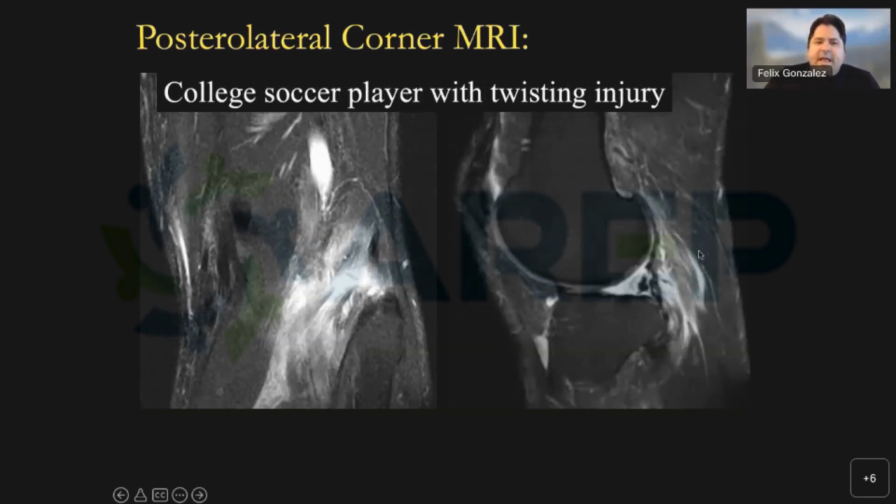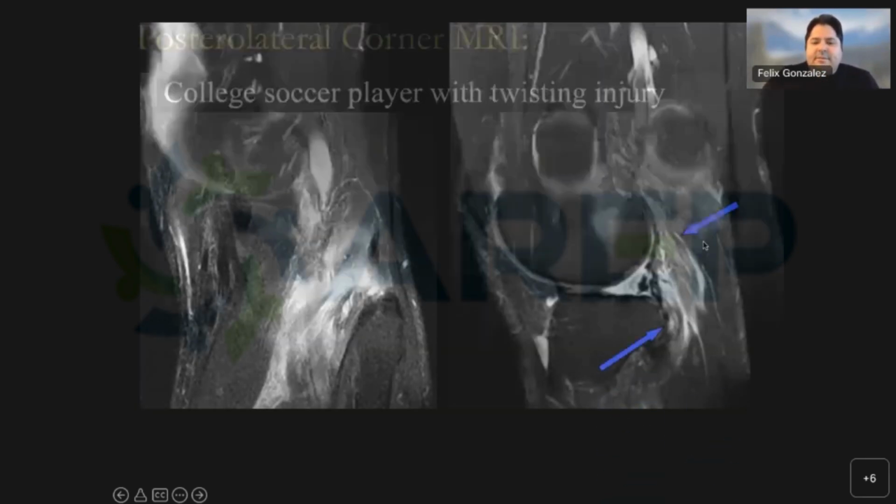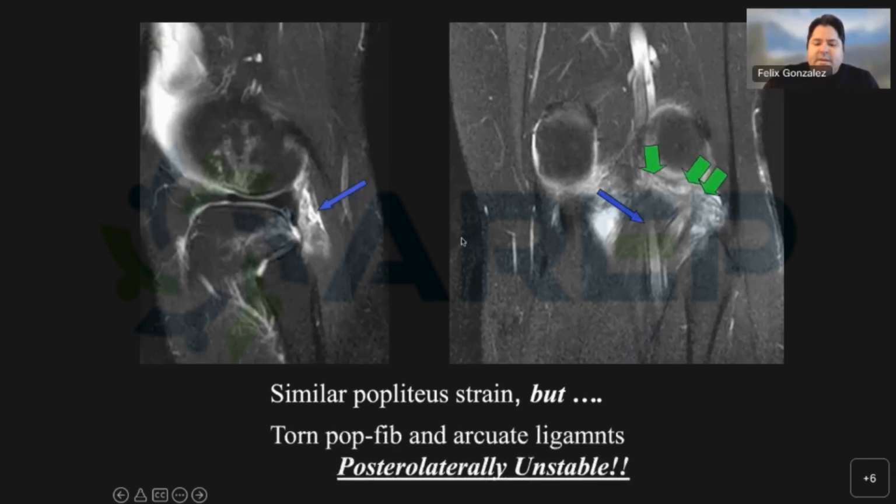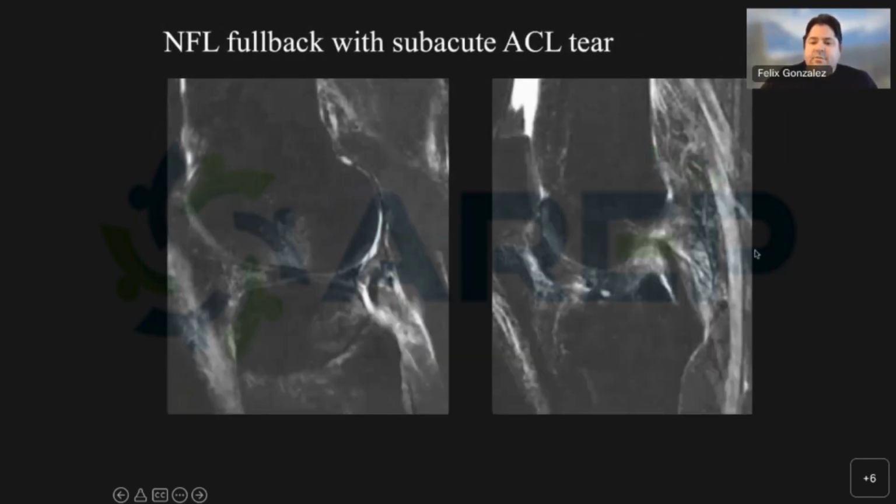This is another example of a college soccer player presenting after a twisting injury with extensive muscle edema and ligamentous injury posteriorly. This is a popliteus strain. However, the popliteofibular and the arcuate ligaments are completely gone and dissociated here. This is a highly unstable injury, and you should report basically the specific injuries. And sometimes I even call the surgeon and say, there are so many structures injured here that you ought to consider this to be unstable. I usually say, correlate with clinical exam.